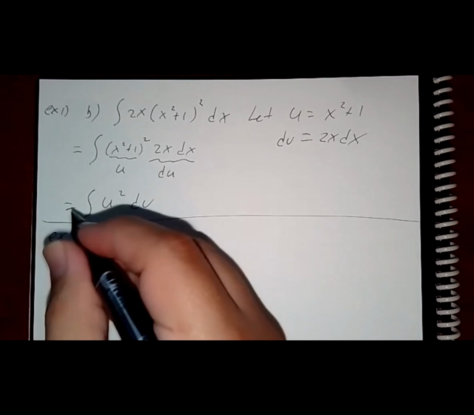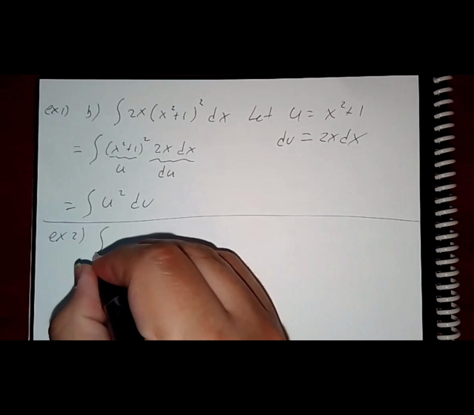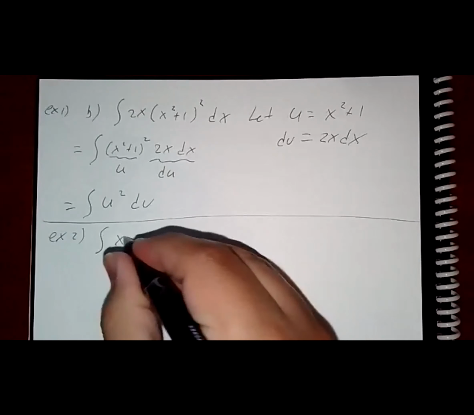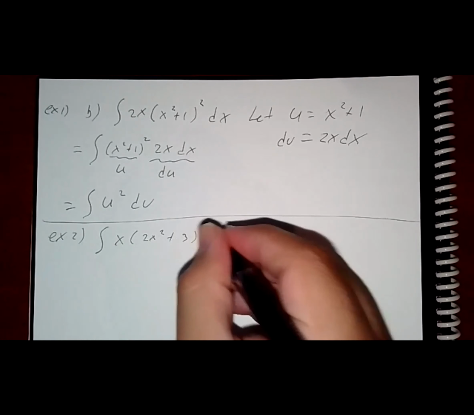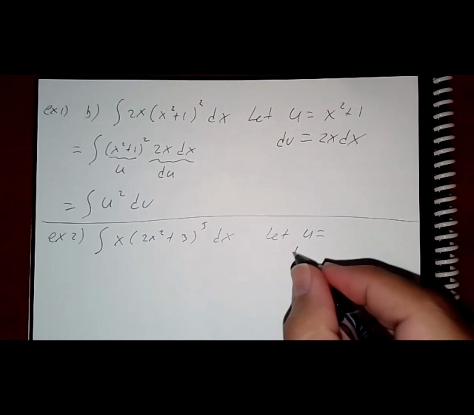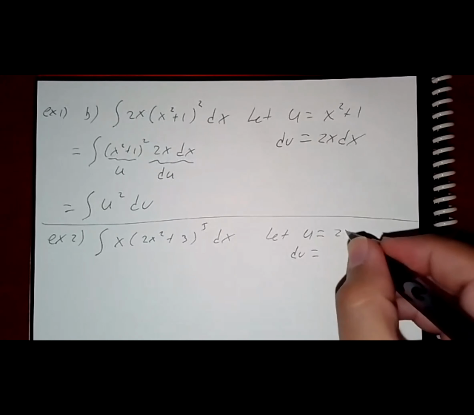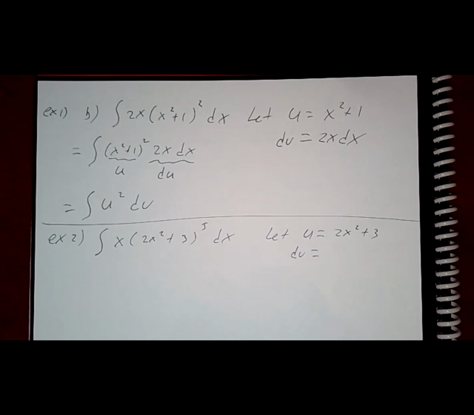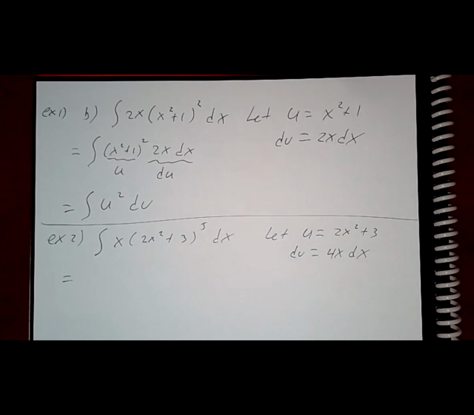Example 2. So now we're actually going to integrate the whole thing. The integral of x times (2x squared plus 3) to the 5th power dx. What is u going to be? 2x squared plus 3. So now, the derivative of 2x squared plus 3 is 4x. Now we've got to attach that dx.